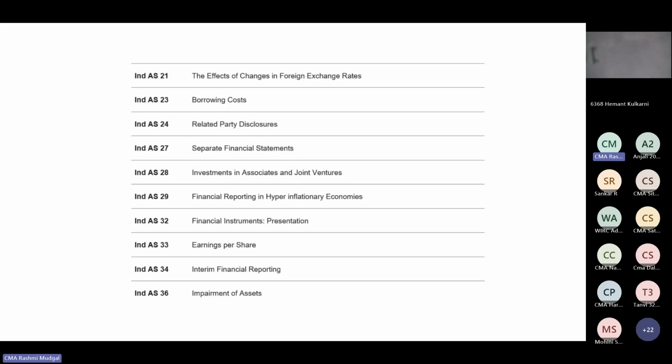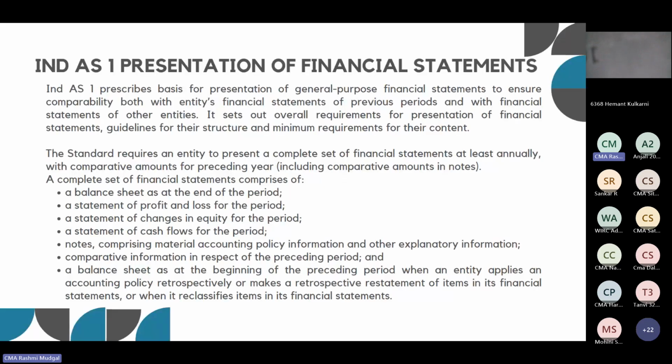Next is impairment of the asset. There could be a possibility that an asset can be out of work and decline in value, or maybe it is not able to work at all. In this scenario, how to calculate the loss due to impairment of assets is taken care of by Ind AS 36. Now let's discuss Ind AS 1, presentation of financial statements, in a little depth.